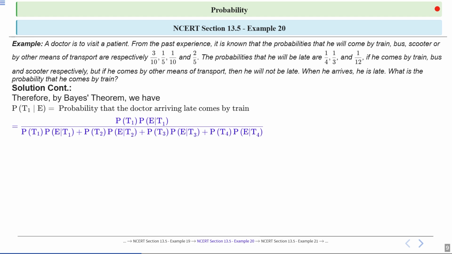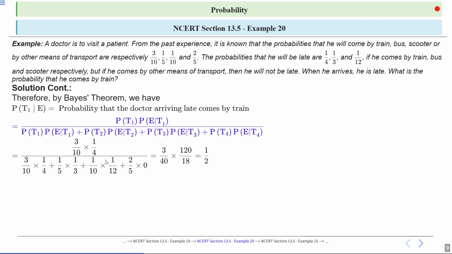Okay, so this is the formula for Bayes' theorem. So now we will substitute the given probabilities and then we will find probability of T1 given that E. After substituting the given values, we get 3 by 10 times 1 by 4 divided by 3 by 10 times 1 by 4 plus 1 by 5 times 1 by 3 plus 1 by 10 times 1 by 12 plus 2 by 5 times 0.